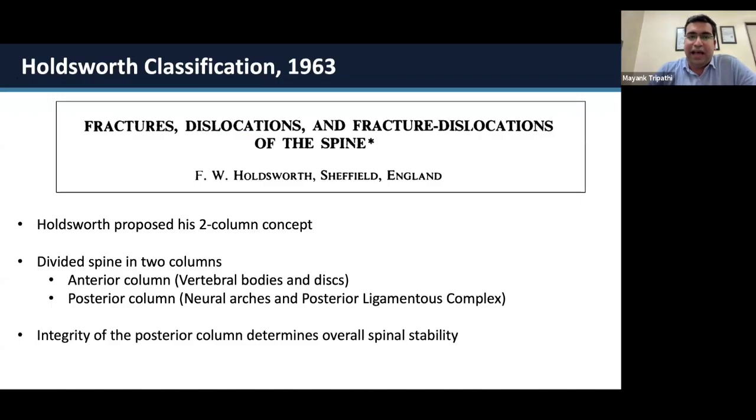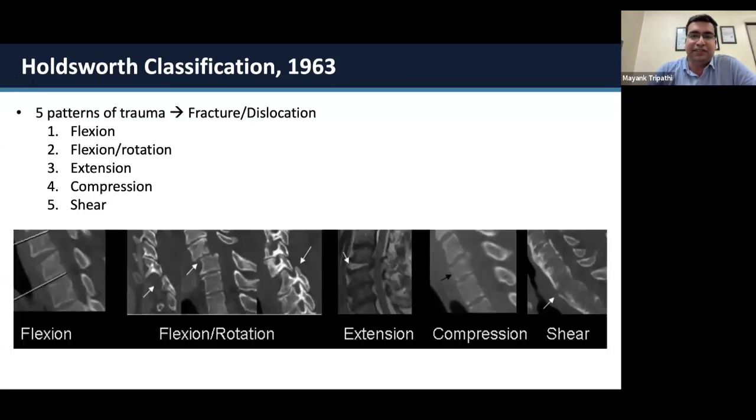the posterior column. As per the Holdsworth classification system, the integrity of the posterior column was a major determinant of the spinal stability. As per this classification, five patterns of trauma could lead to fracture or dislocation in the subaxial spine, which were flexion, flexion rotation, extension injuries, compression, and the shear injuries.